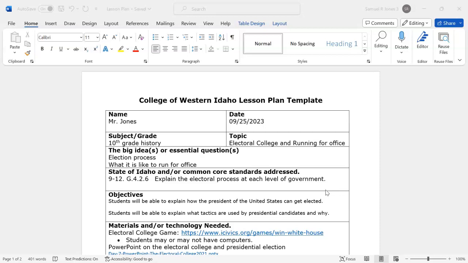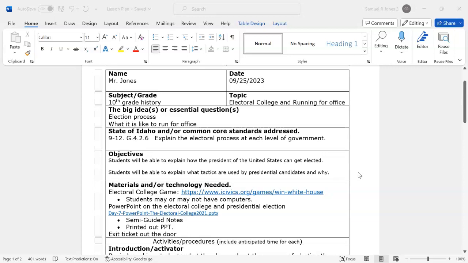My lesson plan is about the Electoral College and what it means to run for office. This will be taught in 10th or 11th grade history. The big ideas are: what is the election process, and what is it like to run for office?